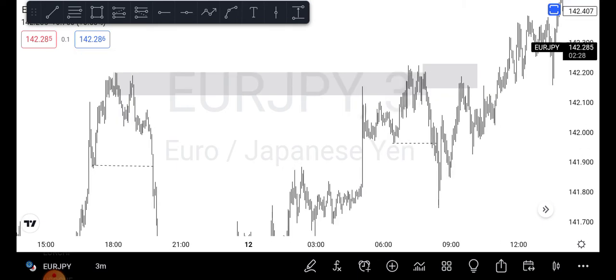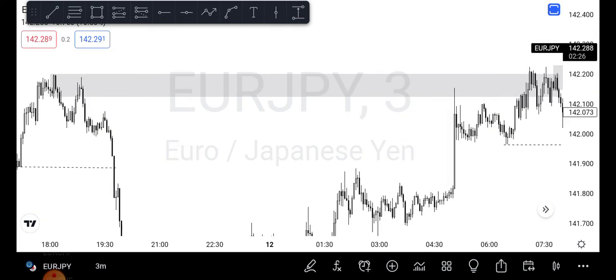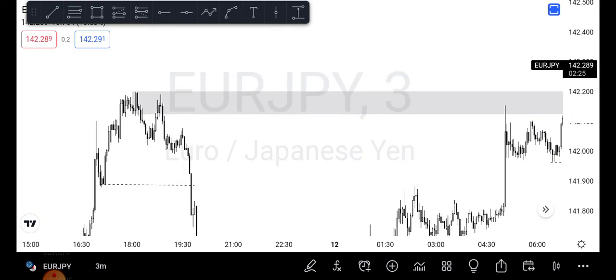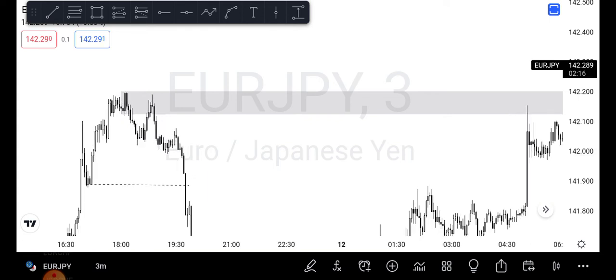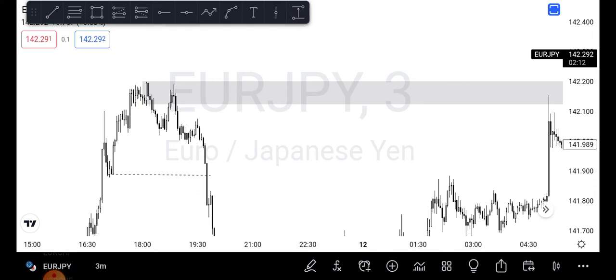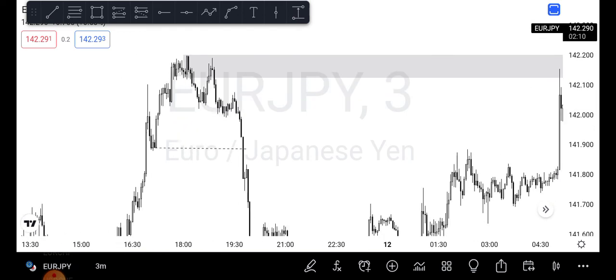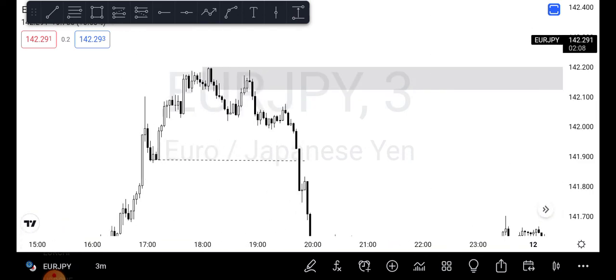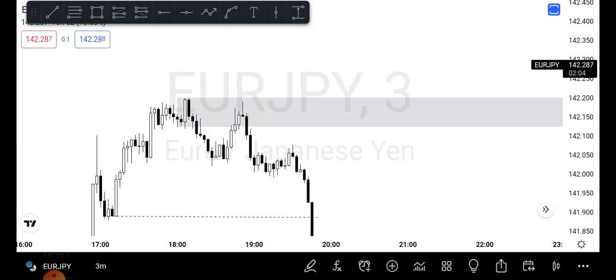Okay, now you might be wondering what's the difference between an order block and a zone. When you use an order block, it gives you a smaller zone to work with. For example, let's say I want to enter a trade with this order block. I want to short from here.